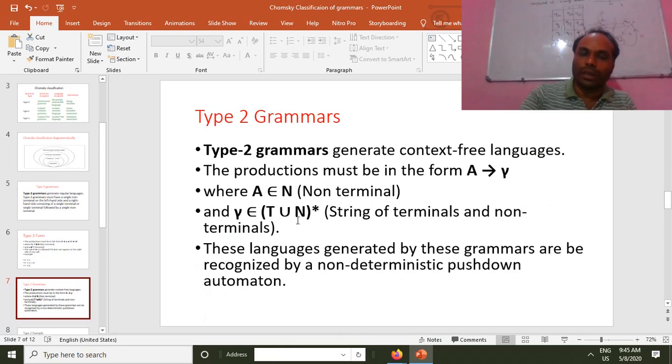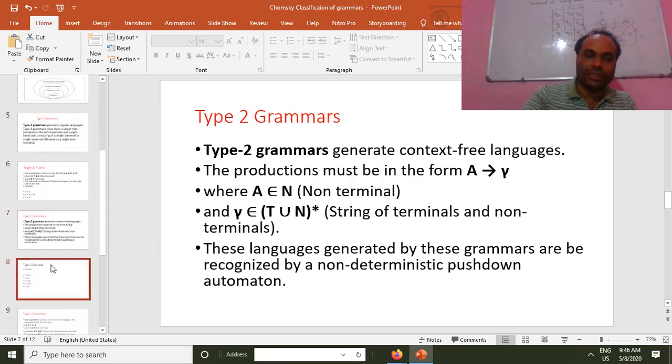Here, just take the right hand side. The right hand side may be terminals or non-terminals or anything. Star you are giving; star is nothing but the Kleene closure. Kleene closure covers all the combinations of terminals, or combinations of non-terminals, or maybe combinations of terminals and non-terminals. There is no restriction on the right hand side.